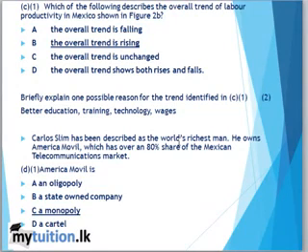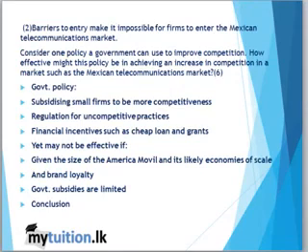Carlos Slim has been described as the world's richest man. He owns America Mobile, which has over 80% share of the Mexican telecommunications market. Then what is it? If there is more than 80%, it's a monopoly. Oligopoly is when there is like 60% of few large firms, right? Next, barriers to entry makes it impossible for firms to enter the Mexican communication market.